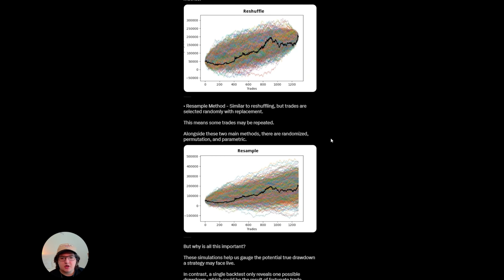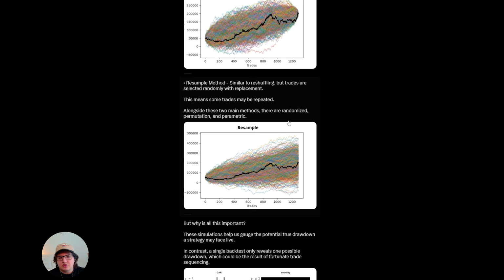This is similar to reshuffling, but trades are selected randomly with replacement. So what that means is, let's say you have 100 backtest historical trades, and it's going to be picking any one of those at random, and it could be picking the same ones multiple times. So it could pick your worst loser twice or three times, and then that would be an equity curve, and you could see how that performs overall. Alongside these two main methods, there is randomized, permutation, and parametric. Those are a bit more nuanced, I guess, and I think these two are the most common that you'll probably use as a Monte Carlo.